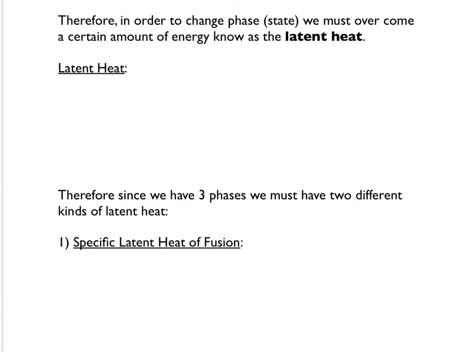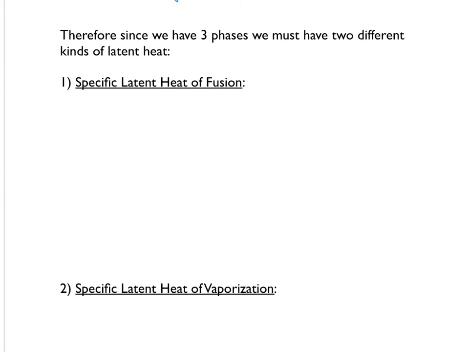So in order to change phase or state, we must overcome a certain amount of energy known as the latent heat. Latent heat can be defined as the amount of thermal energy required to change from phase to phase. Since we have three phases, solid, liquid, gas, we have two different types of state changes. So we have going from solid to liquid, and then liquid to gas. So this provides us with two different types of specific latent heat definitions.